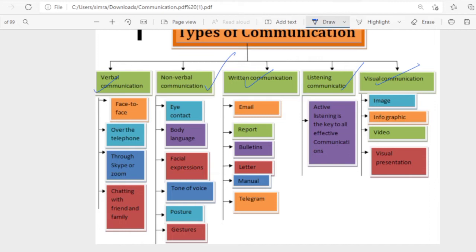Other than these we have internal. What is internal communication? What is external? What is group communication? What is formal, informal, personal, interpersonal, intrapersonal? So there are various types of communication, and one by one we'll see what they are.